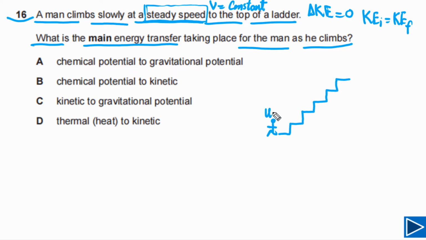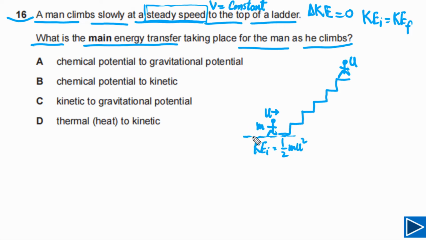At this point, person has certain speed. Let's say speed of the person is u at this point. The speed of the person is u, and the person is walking this way. And when person reaches the top of the ladder, at this point, this is the top. Speed of the person is still u. So if you want to write down kinetic energy at this point, kinetic energy initial, you can say this is equal to 1/2 mu square. M is the mass of the person.